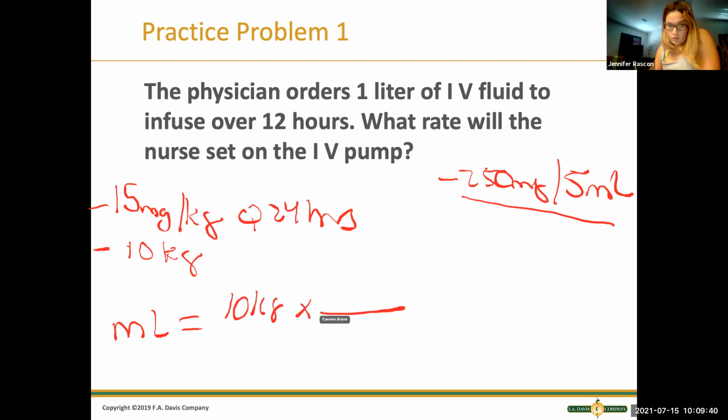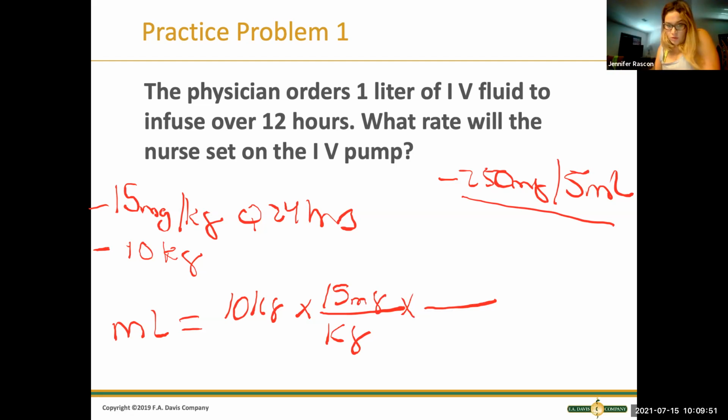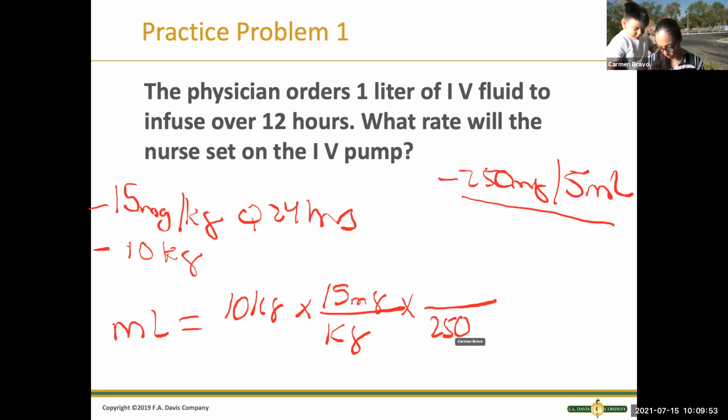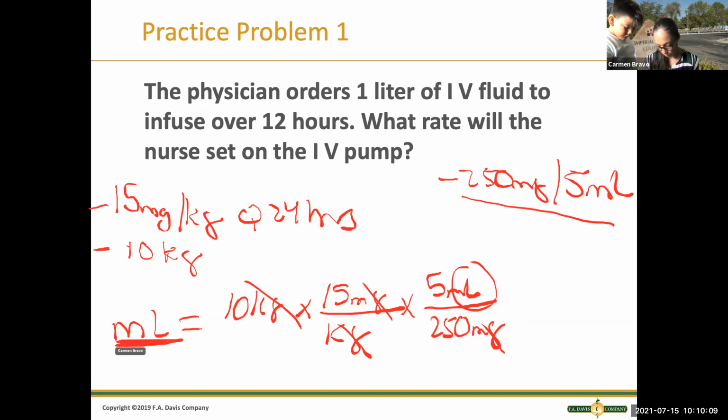Okay, 10 kilograms, and then you have times the dosage, right? It says 5 ml, and then you have the 250 milligrams. Remember what I told you, that in the dosage strength, the strength goes in the bottom, and the unit of measurement goes in the top. And then you can cancel out here. Oh shoot, I did it backwards. Okay, and this is what I'm looking for, the mLs.